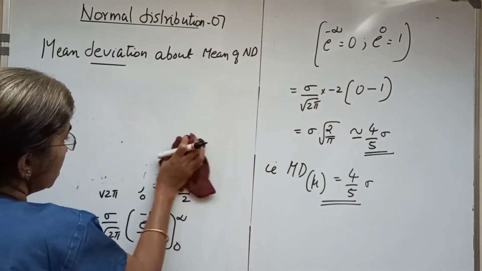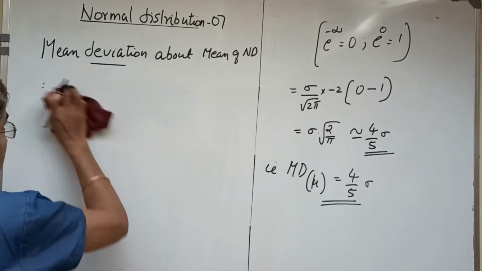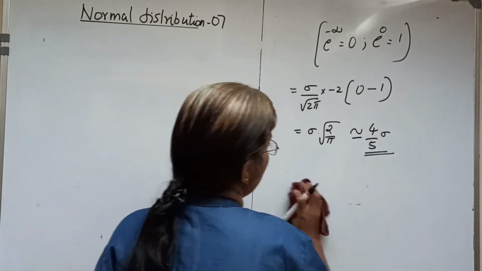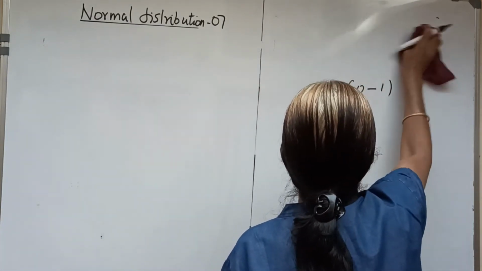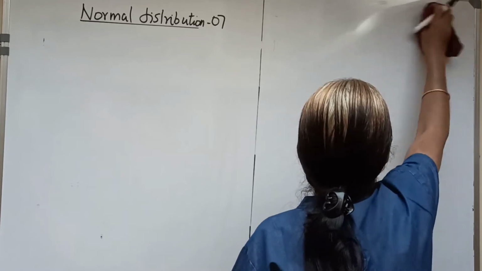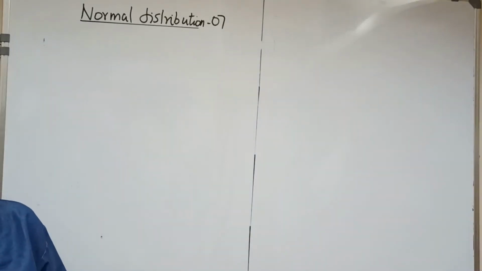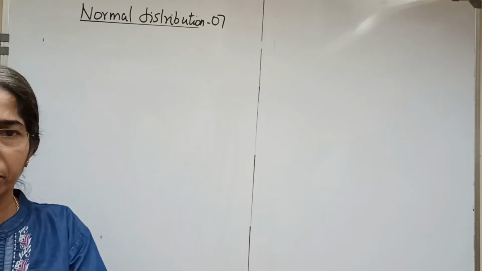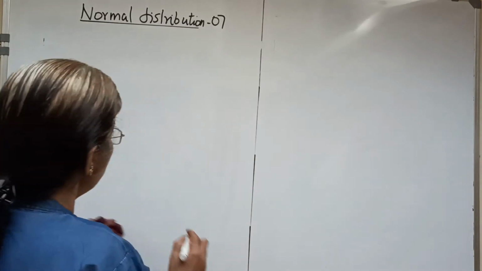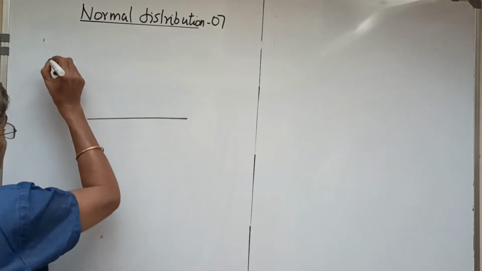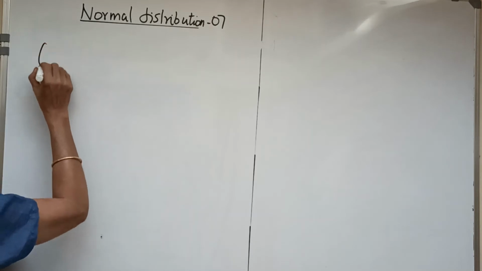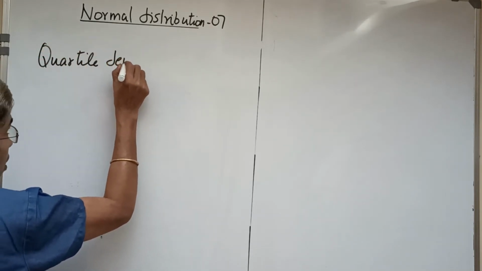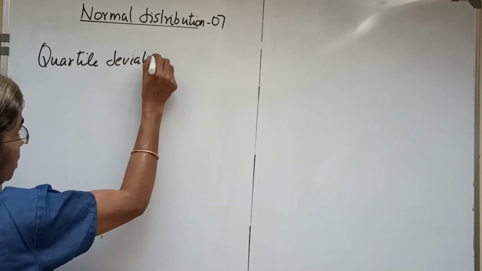Now the next is the quartile deviation of normal distribution. We know quartiles are those values that divide the total probability curve into 4 equal parts, and there are 3 such quartiles, Q1, Q2 and Q3. Now we write the quartile deviation of normal distribution.